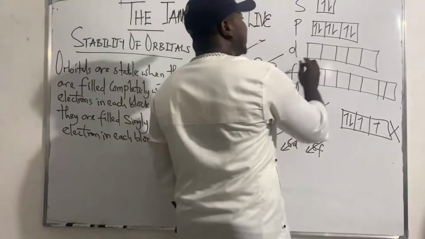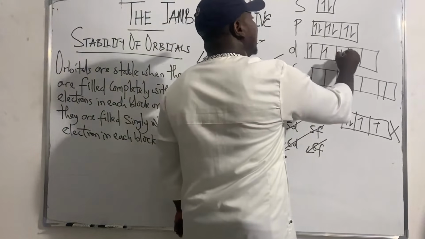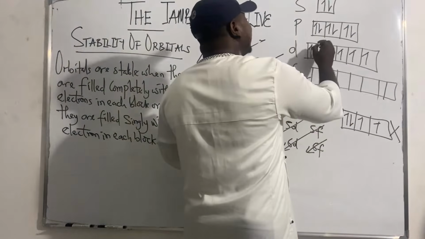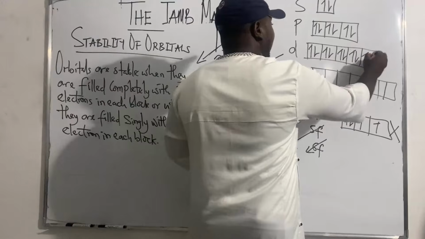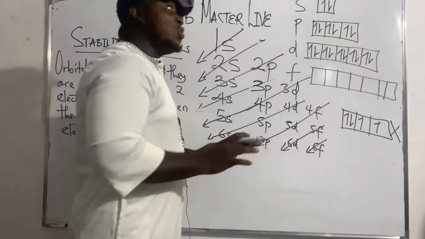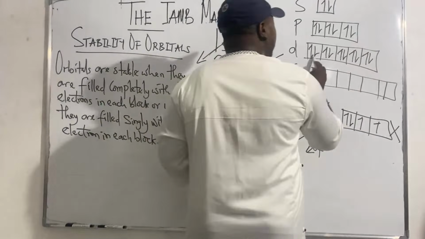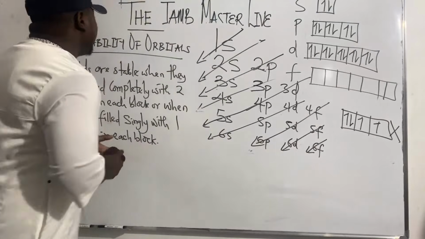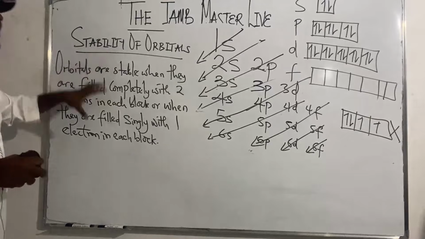Class, for this d orbital to be stable, either everybody has 1, 1, 1, 1, 1, then we are all good, or everybody must have 2 complete. Then we are all good. What we don't want is when some have 2 and some have 1. Those kinds of orbitals are not stable. That's what the principle of stability of orbitals is telling us.